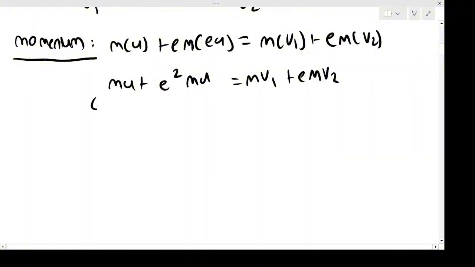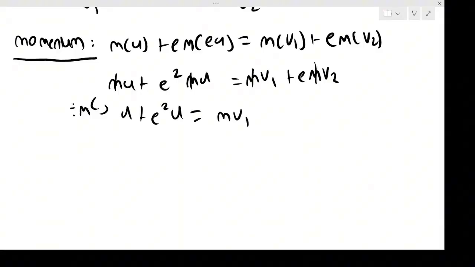Okay, we can divide by M, cancel all the M's out, so we're going to get U and E squared U is going to equal V1 add EV2. Okay, and that's my equation here.